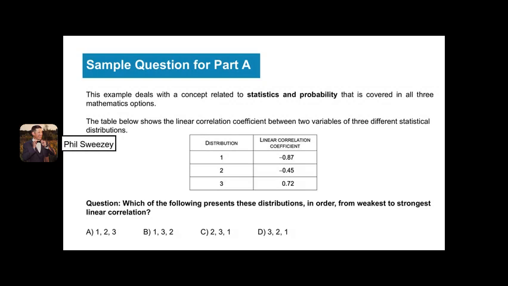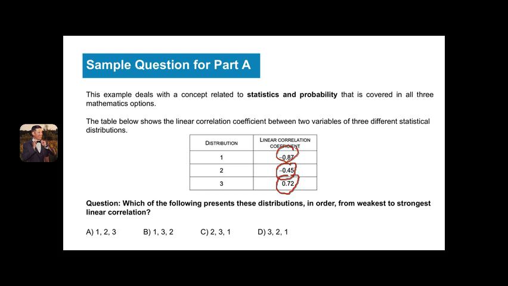Sample question for part A. This would be a question you would see on both the 10 CST and SN exam. It is a great example that will have you demonstrate your understanding of correlation coefficient. As you approach these questions, break it into two sections. The left column is essentially just a label. The right are the values you have to evaluate.